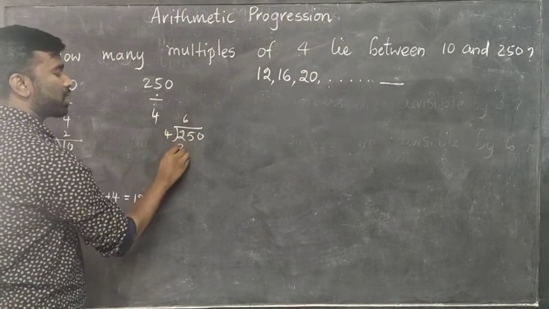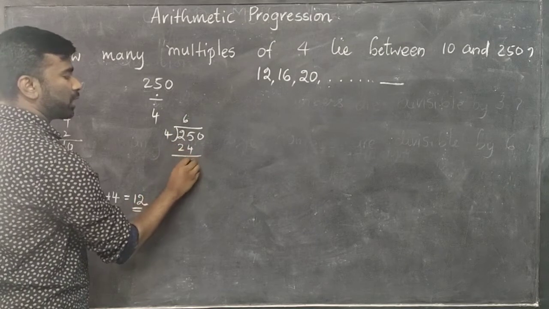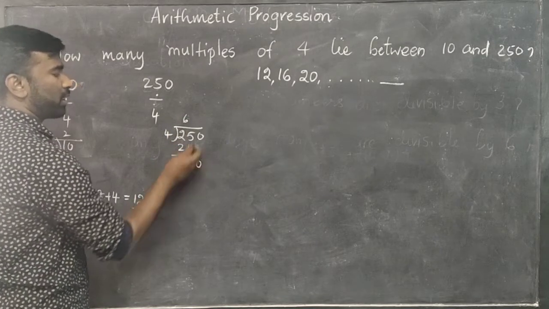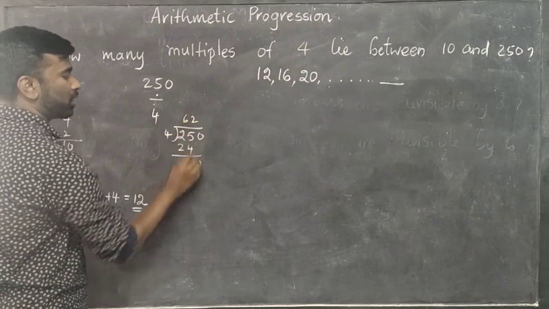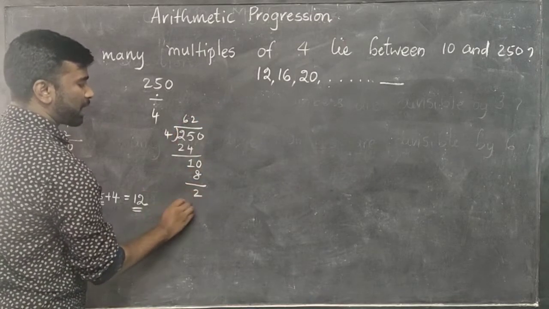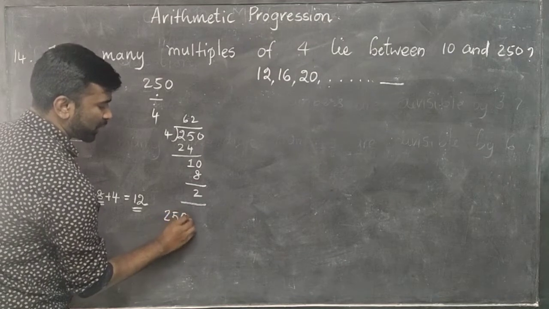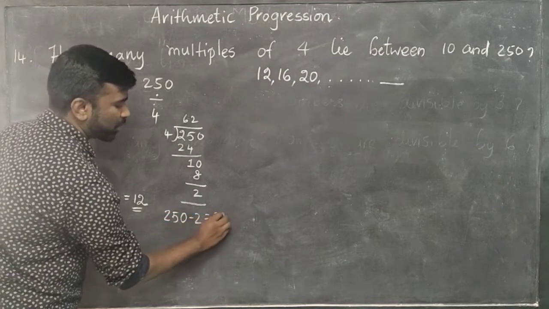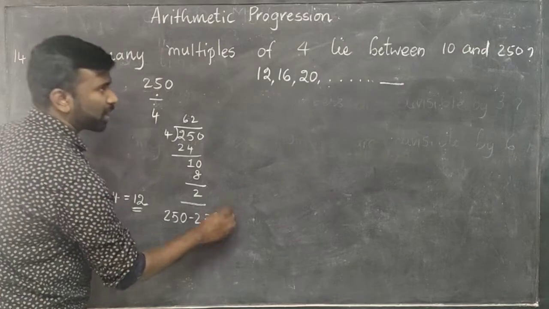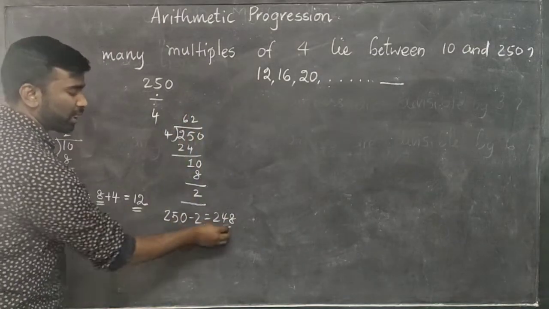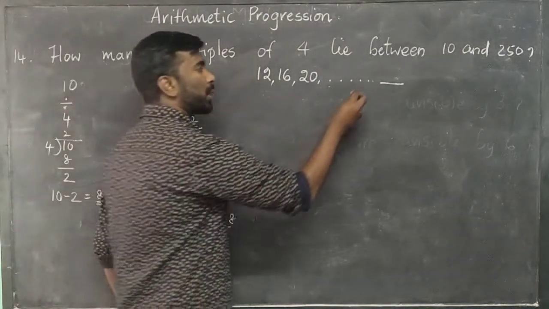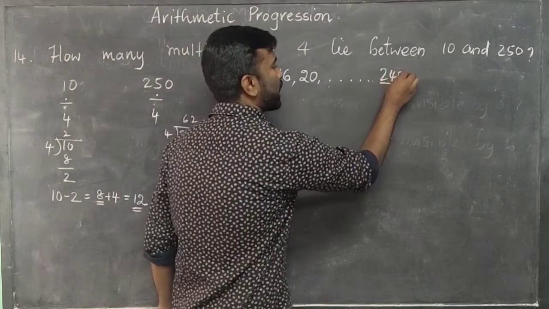4 6s are 24. The remainder is 10. Again 4 2s are 8. The remainder is 2. Now subtract 2 from 250. What you get is 248. 248 lies between 10 and 250. Therefore, the last term is 248.